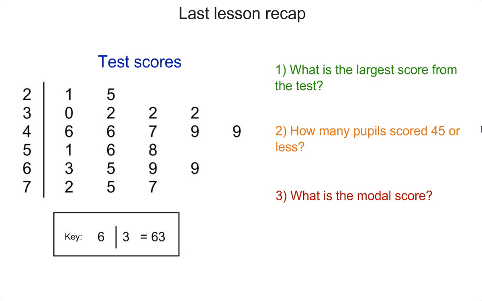Okay, so the largest score. Well, the largest score is this last number here. But as you can see from the key, it is written like this, which means 77. So the largest score was 77. How many pupils scored 45 or less? Well, this number here is 46. So those that scored 45 or less are 1, 2, 3, 4, 5, 6 pupils.